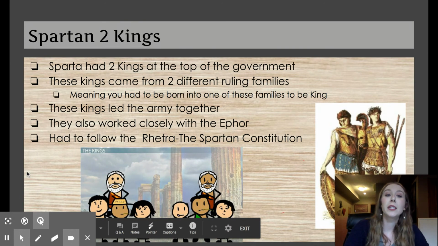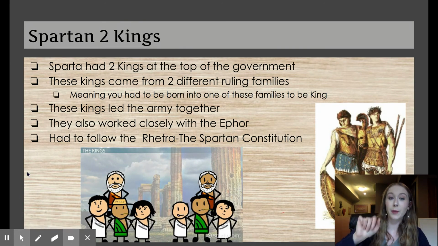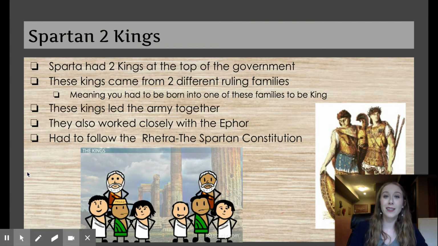So the first one is the Spartan 2 kings, okay? Sparta's going to have 2 kings, and they're kind of at the very top of the government. And these kings come from 2 different ruling families. So in order for you to be one of the kings, you have to be born into one of those ruling families. These kings are going to lead the army together.